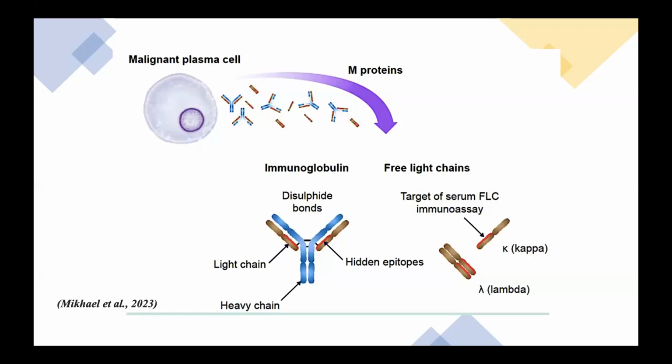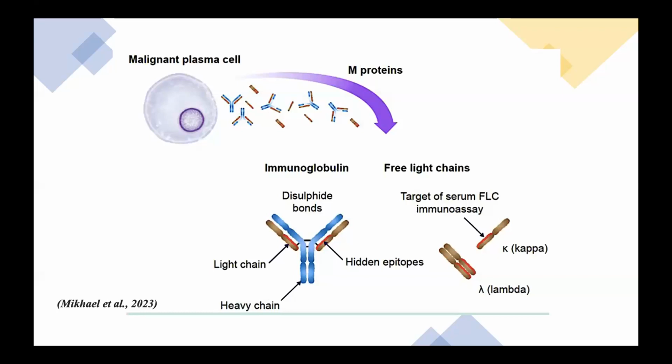Now, a plasma cell secretes antibodies that are specific for a specific antigen. However, the malignant plasma cell produces only one type of these antibodies, meaning they are not able now to fend off the infections. That's what we call the M protein.